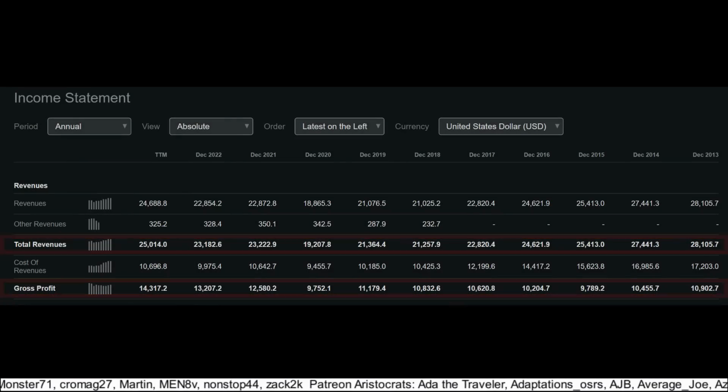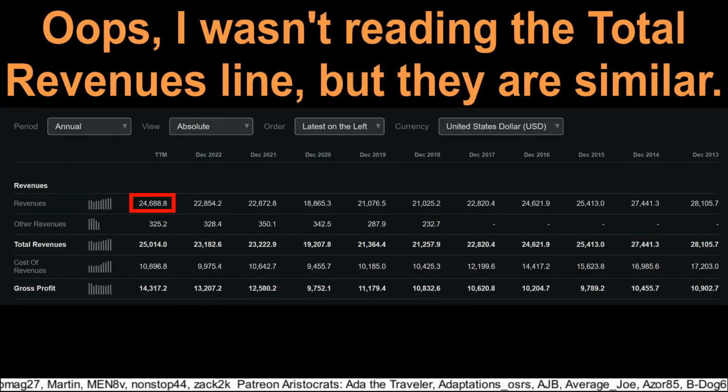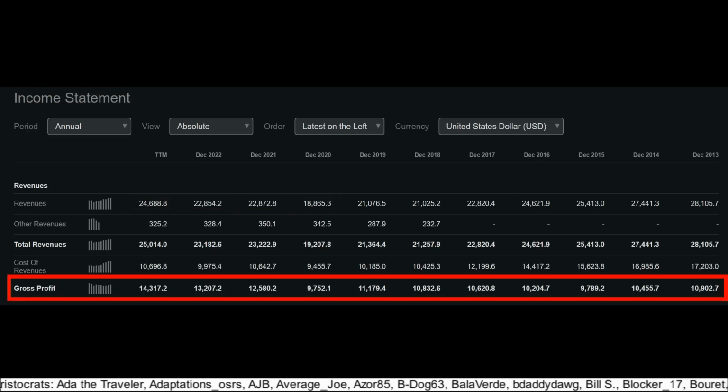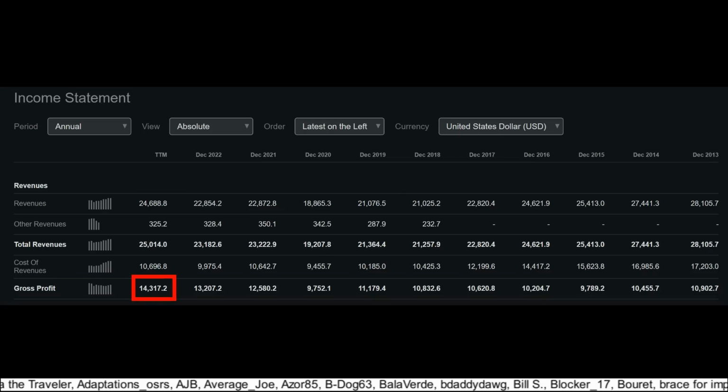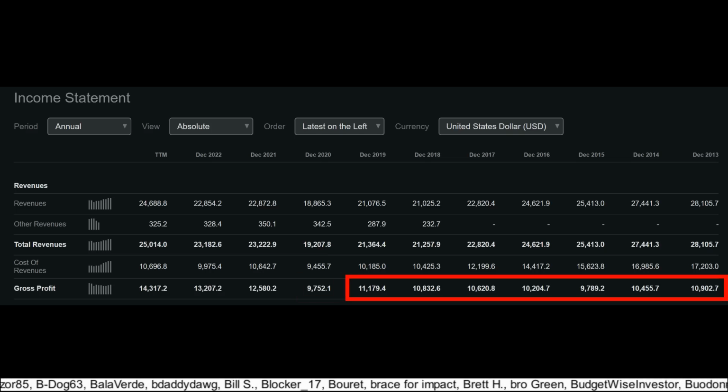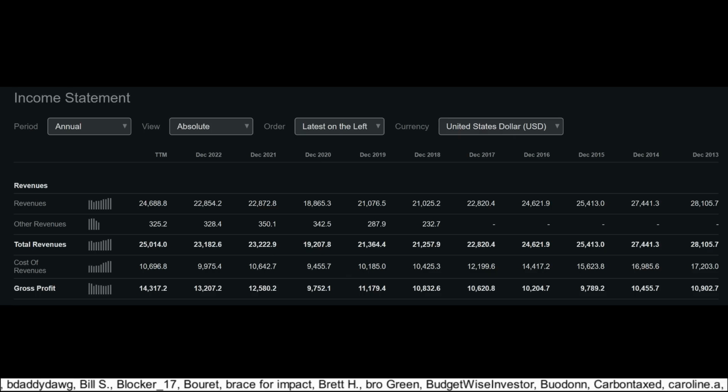What we see is that its trailing 12 months revenue was $24.68 billion, and the year before it was $22.8 billion, then again $22.8 billion, then $18.8 billion in 2020. If we look at gross profit, then we can see this last year was its highest at $14.3 billion versus $13.2 billion the year before that, $12.5 billion before that, and $9.7 billion before that. And then from 2019 to 2013, the profit was around $10 billion a year. So their goal to push profits up started to materialize in the last few years, as well as revenues started stagnating relative to where they were a decade ago.